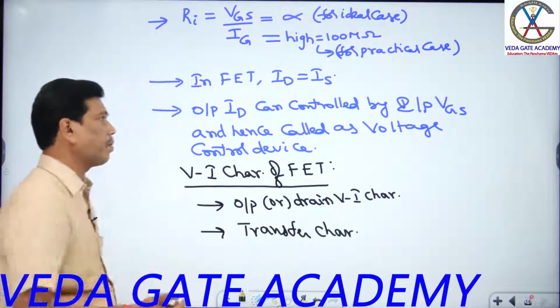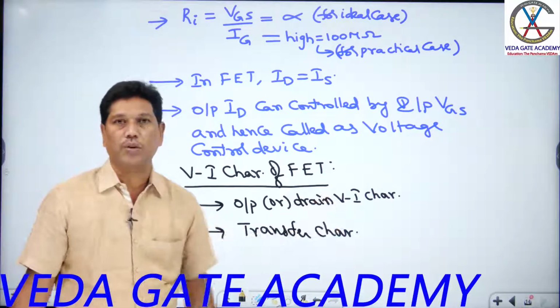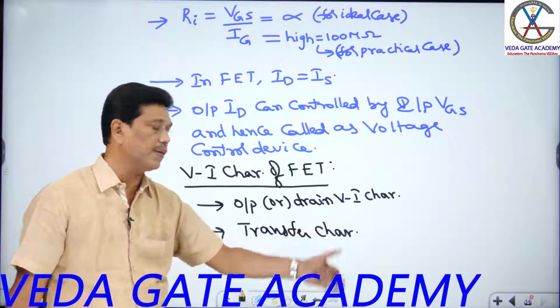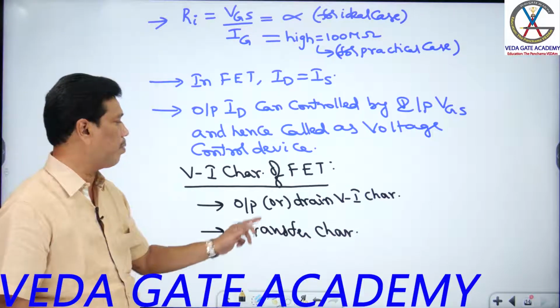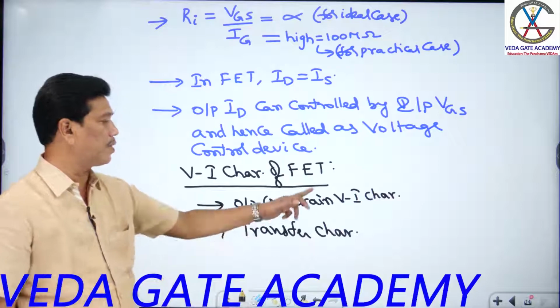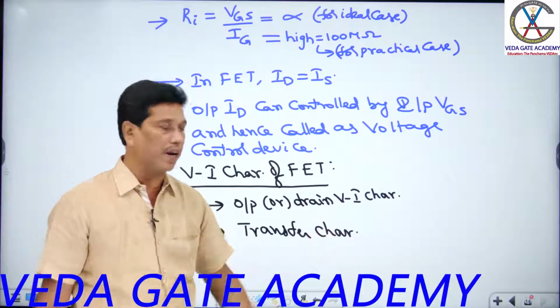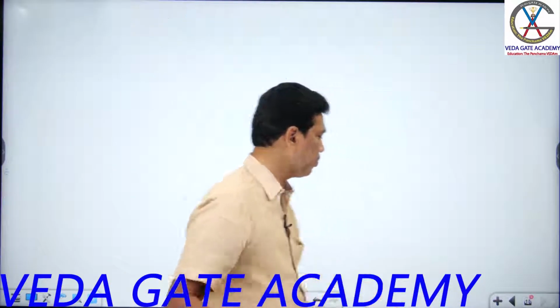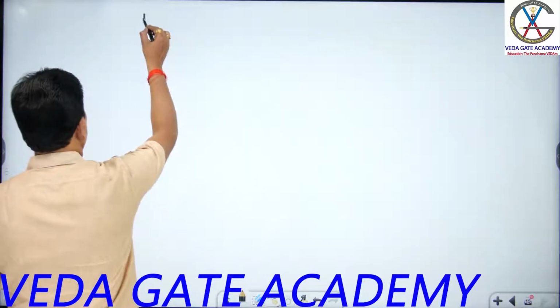So these are the two types of characteristics that you can find for a FET, students. Output or drain characteristics, and the other one is transfer characteristics. First of all, I am going to discuss the output VI characteristics, or drain characteristics, as you can call them.